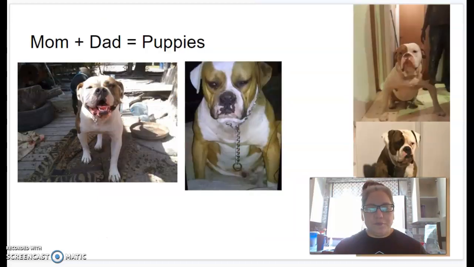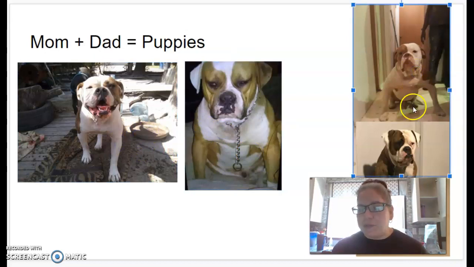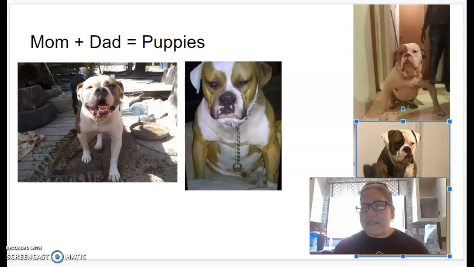So for example, this is the dad of my puppies, and this is his brother. And this is mom, and this is dad. As you can see, both of these parents have black noses, but this puppy right here has a brown nose, and this puppy right here has a black nose. This one is more brown with no brindle. This one has darker brindle, but only one of the parents had the brindle color. But they did still have the same round head that they got from their mom.